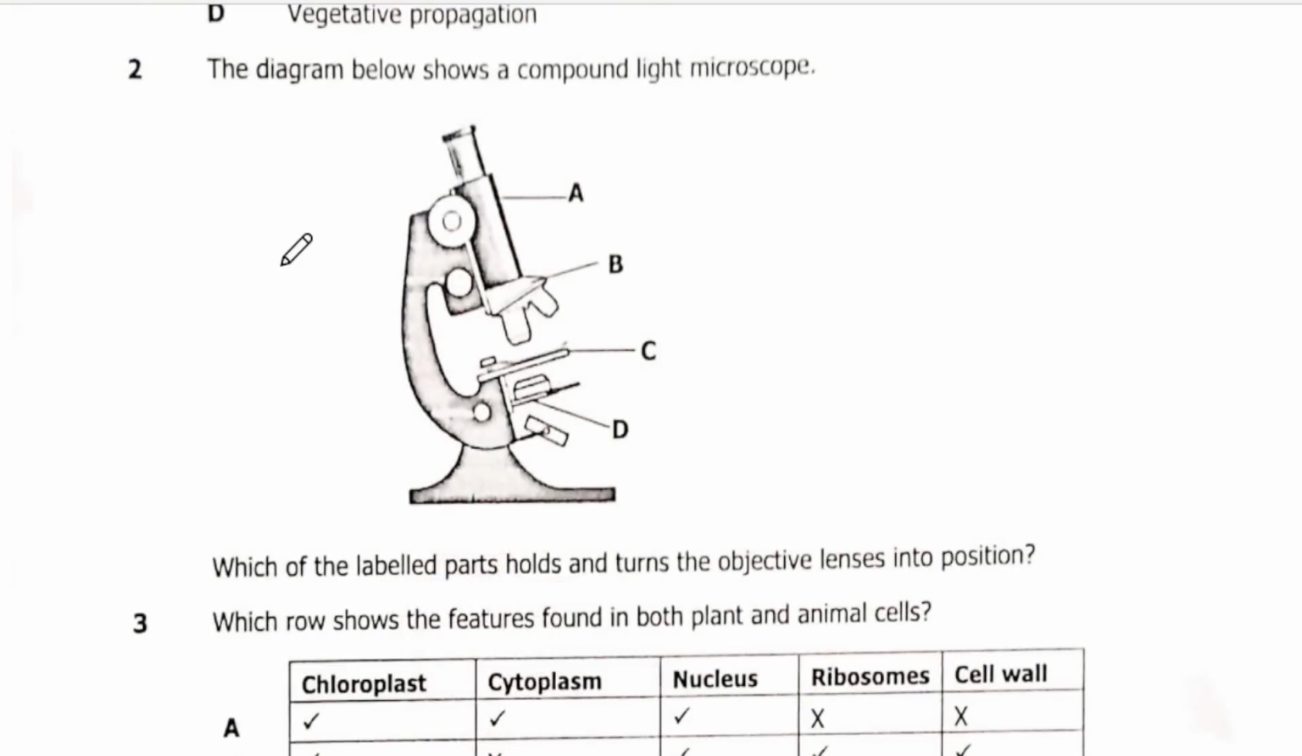Question 2. The diagram below shows a compound light microscope which is labeled A, B, C, and D. The question is, which of the labeled parts holds and turns the objective lens into position? So the objective lens is here, so the part which is actually holding it is this part, B, which is the revolving nose. So B was the correct answer.